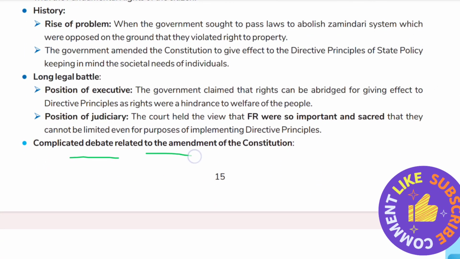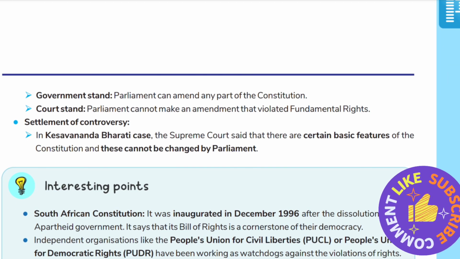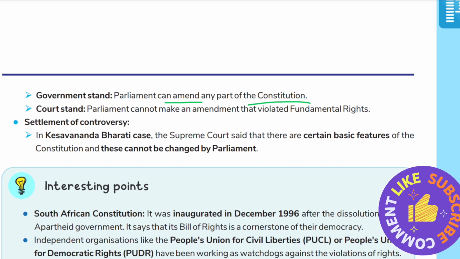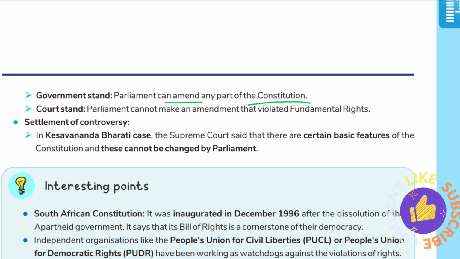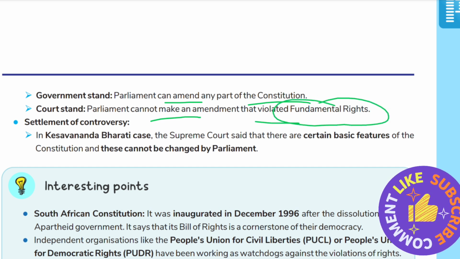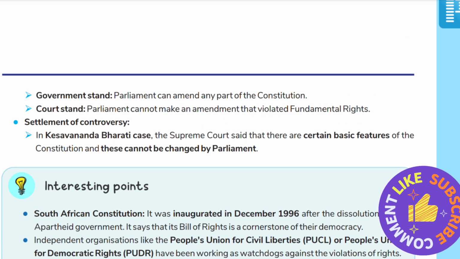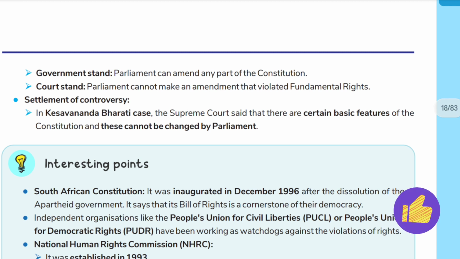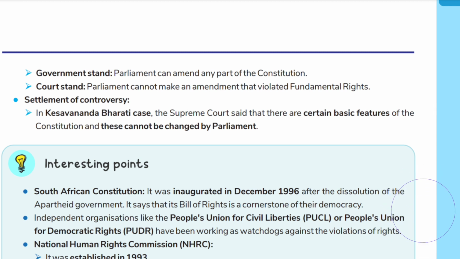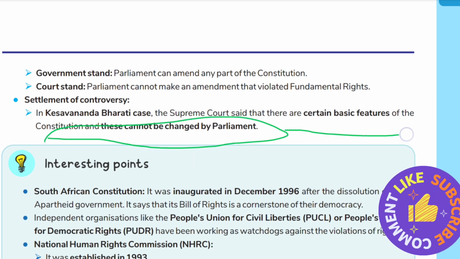A complicated debate related to the amendment of the Constitution. The government's stand on this issue is that Parliament can amend any part of the Constitution. And the court's stand is that Parliament cannot make an amendment that violates fundamental rights. And what is the settlement of the controversy? It is very famous that in the Kesavananda Bharati case, the Supreme Court said that there are certain basic features of the Constitution and these cannot be changed by Parliament.